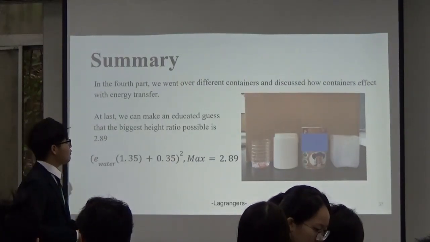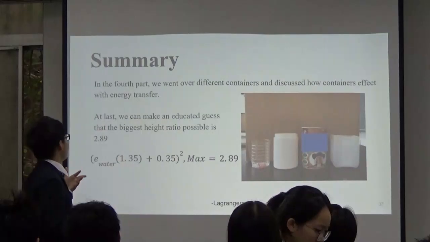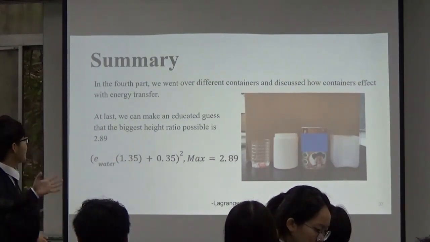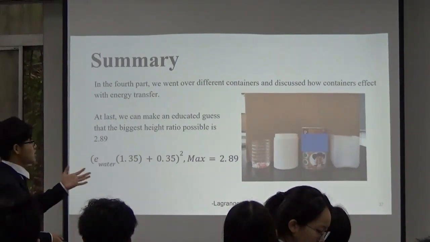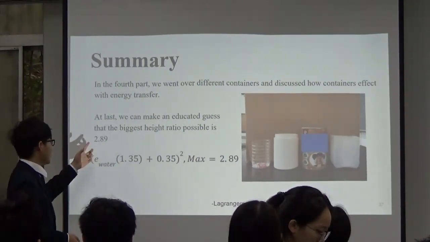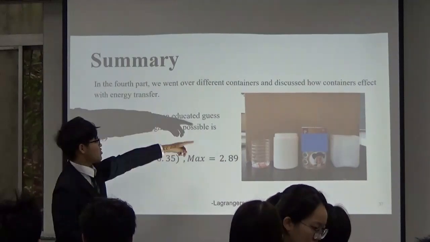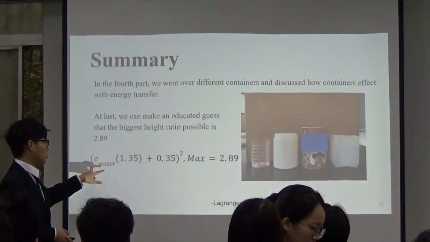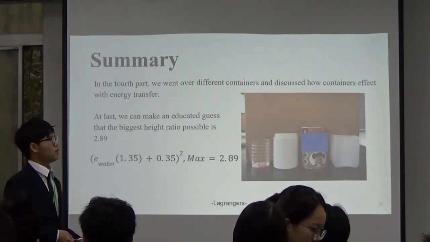In the fourth part, we went over different containers and discussed how containers affect the energy transfer. And from that, we can make an educated guess that the biggest height ratio possible is 2.89 when the cross-section area of the container is small enough to make the E-water potentially up to what?